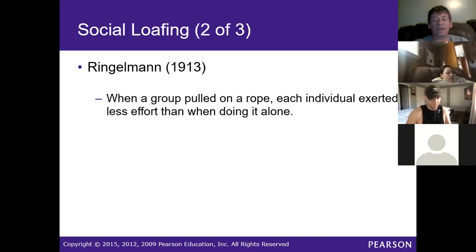The classic example or experiment is tug of war. They conducted this experiment where they had people play tug of war, but they rigged the rope in some way that could measure how hard each individual was pulling. Then they had them pull the rope by themselves. What they found was that when they were pulling in a group, the individual efforts were actually lessened. They were pulling less strenuously than when they were alone.